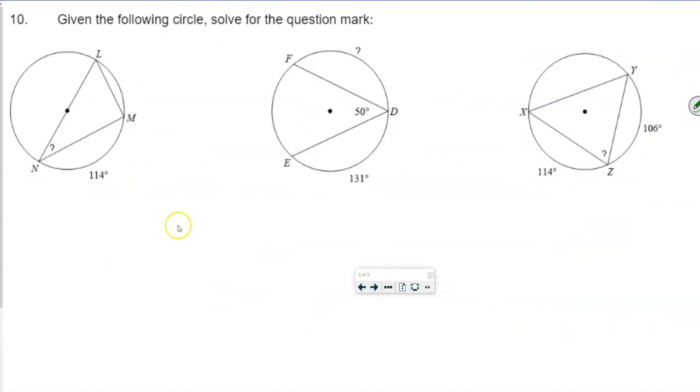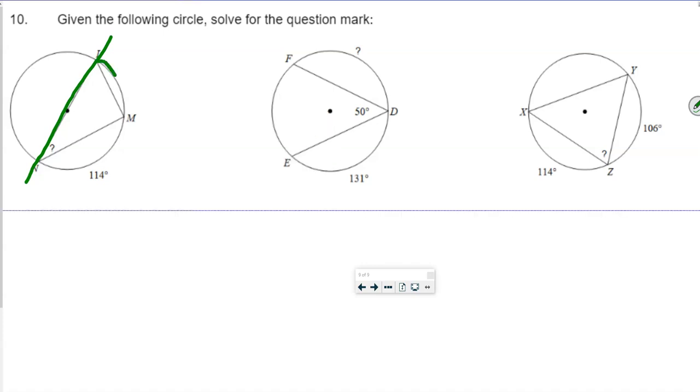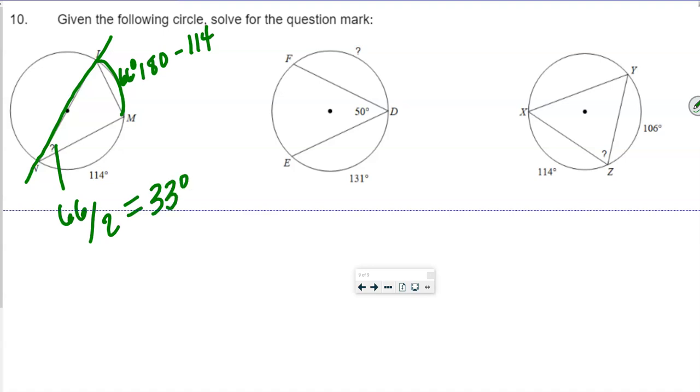All right, so this is our last set of problems. So here again, notice we've got half the circle, which is 180 degrees. So if we're looking for this arc right here, which we need to be able to find that angle, we're going to do 180 minus 114. And 180 minus 114 is 66 degrees, right? So then what do we do to the 66 to get this angle? We do 66 divided by 2. So that angle is 33 degrees.